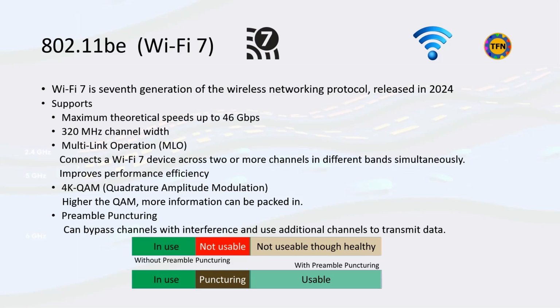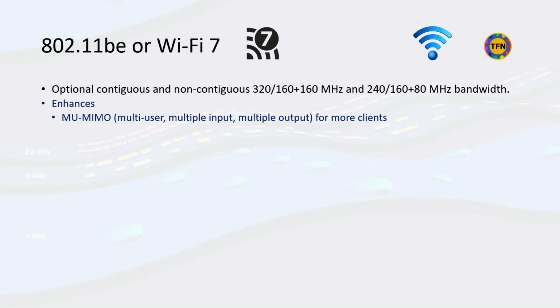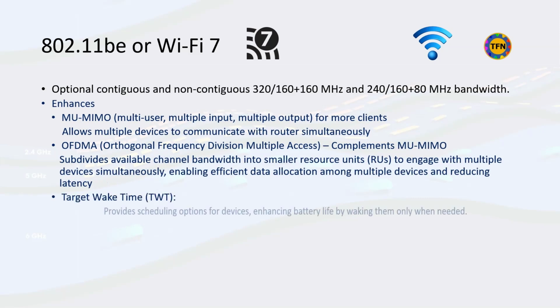and stability. Wi-Fi 7 adds another new feature called Preamble Puncturing. It can bypass channels with interference and add next available channels to transmit data. Wi-Fi 7 includes options for contiguous and non-contiguous channel bands, 320 MHz with 160 plus 160 MHz channels, and 240 MHz with 160 plus 80 MHz channels. Other notable improvements are enhanced MU-MIMO, target wake time, and reduced latency.